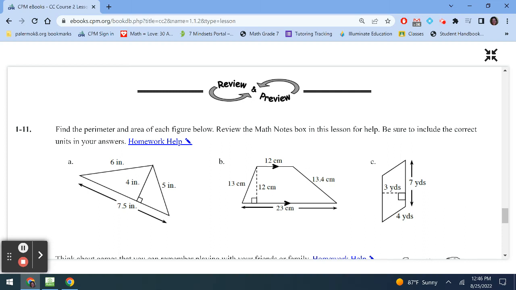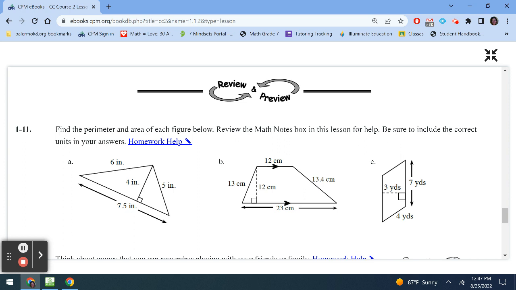So today what we're going to be working on is our 1.1.2 review preview. And I wanted to be able to do this with you so that you knew exactly how I grade and what my expectations are when you are doing your homework.